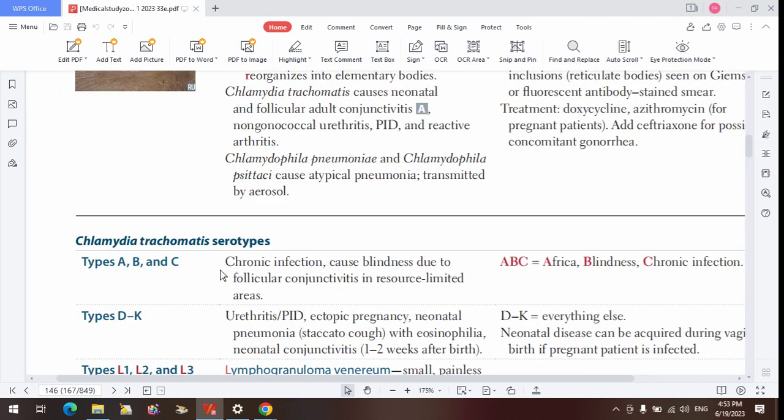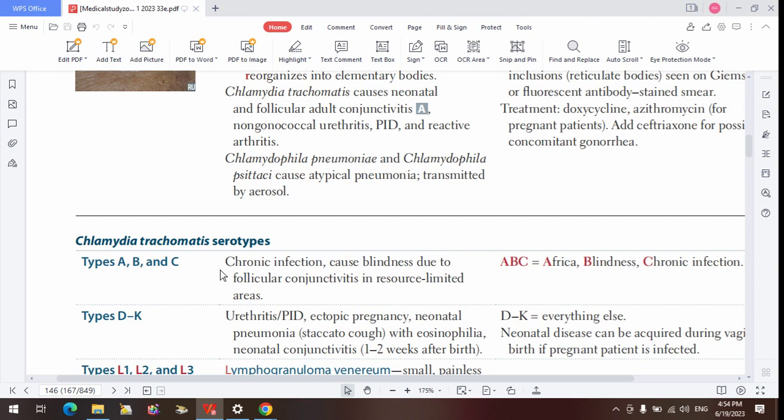So it's the serotypes A, B, C that cause follicular conjunctivitis or trachoma. And the organism we are looking at is Chlamydia trachomatis, not Chlamydophila pneumoniae or Chlamydophila psittaci. Chlamydia trachomatis, the serotypes A, B, and C, those are the ones causing the follicular conjunctivitis or trachoma, which is one of the commonest causes of blindness in developing countries. So, after the C, we are left with D.